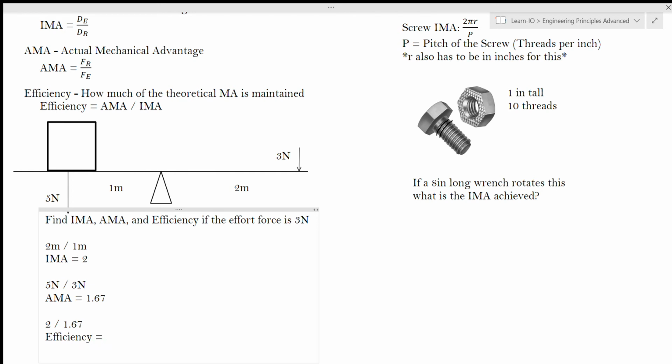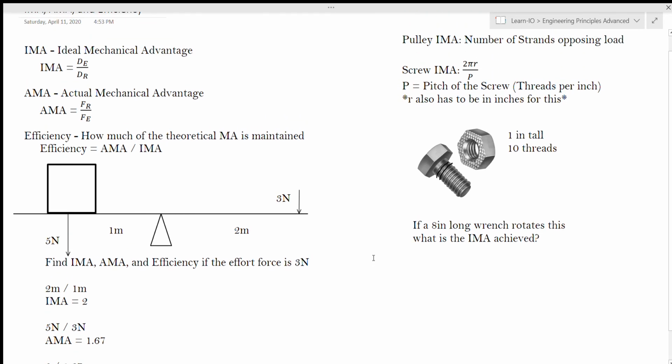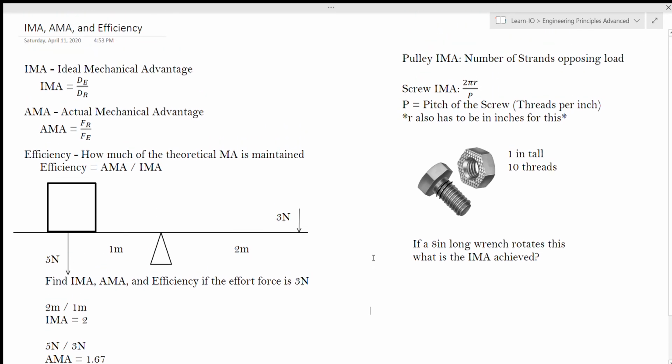Efficiency equals 83.5%. Again, notice it's never going to be 100% since you're always going to be losing part of your mechanical advantage to frictional forces. Now, there are two exceptions to this equation, although one of them is kind of like a half exception. The first exception is for pulleys.